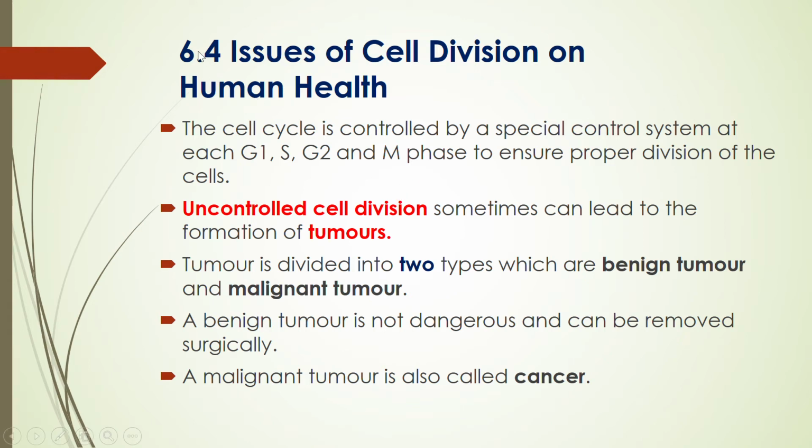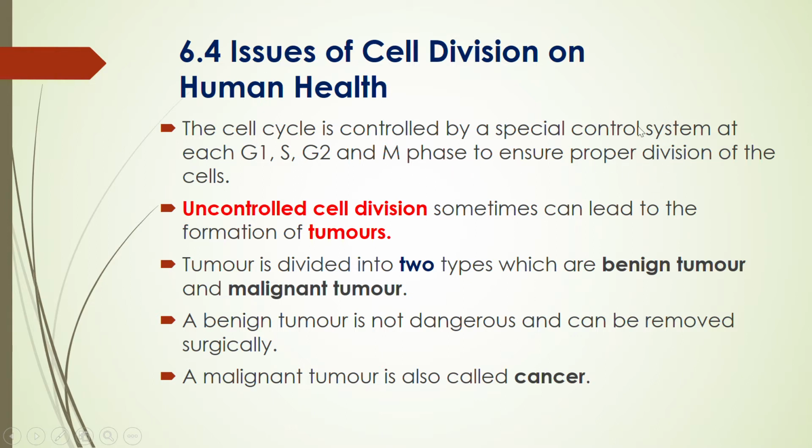Okay, so this is the last subtopic in chapter 6. It's about issues of cell division and also human health. So the cell cycle is controlled by a special control system. It is not just simply that cell division happens just like that. The control system is at these phases, again, the interphase and also the M phase, to ensure proper division.